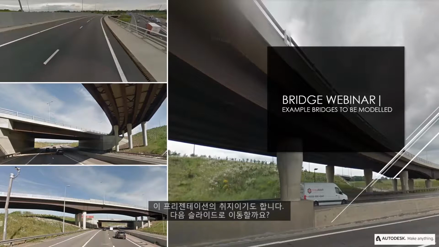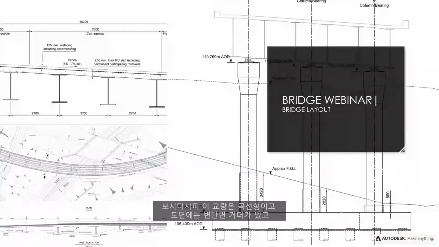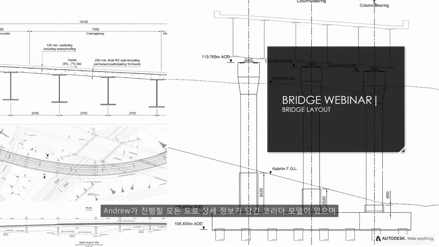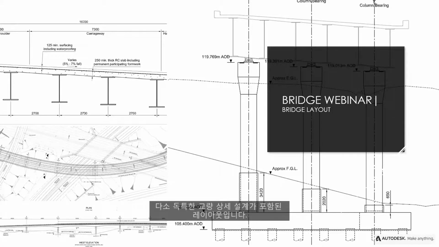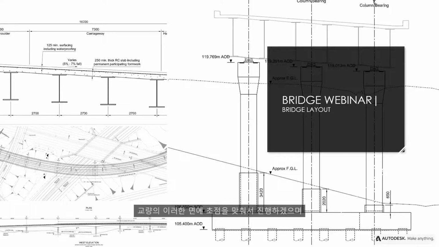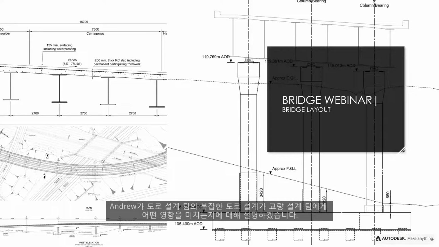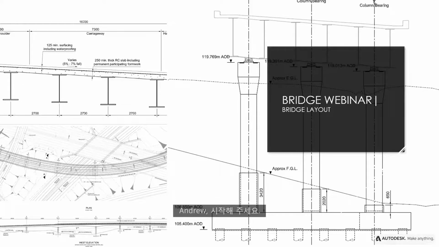And if you go to the next slide, you can see here this bridge is curved in plan, has variable depth girders, has a corridor model that Andrew's going to go through that has all the roadway details, and has very specific architectural pier layouts with slightly unconventional bearing details. So this is going to be the focus of the bridge part of it. Andrew's going to focus on how would the road design team bring complex roadway design into play for the bridge design team. So yeah, back to you, Andrew.